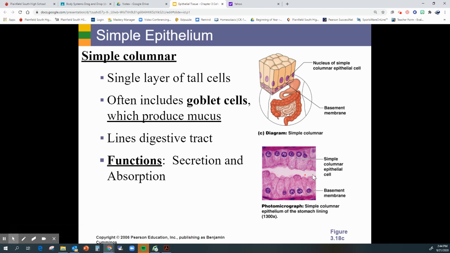Most often, these simple columnar cells have what they call villi, meaning they have little finger-like projections. You can see them real faintly right here on the top surface. They are there to help absorb. That's one of their functions, as well as to secrete. The goblet cells are doing mostly the secreting, and the absorption is done by the cells next to them. We're going to see most of these inside of the digestive tract. We don't see them much any other place.